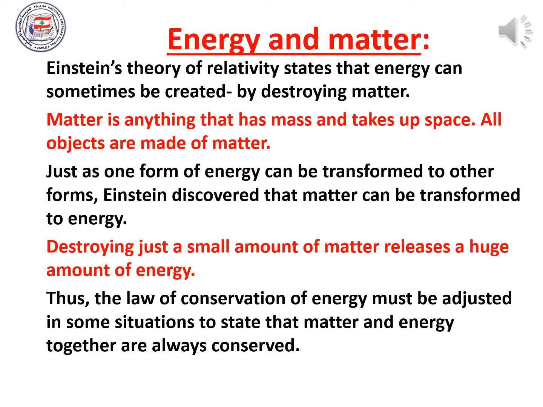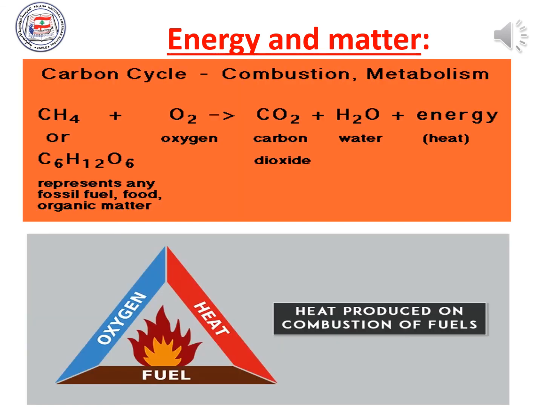So whenever we destroy matter, we can produce energy. This is why we should state in some situations that matter and energy together are always conserved, and not only energy. As you can see in the figures in front of you, whenever we have combustion, whenever we burn fuel, we release energy, which is heat, thermal energy. So this is what Einstein was talking about. Energy can be created by destroying matter.